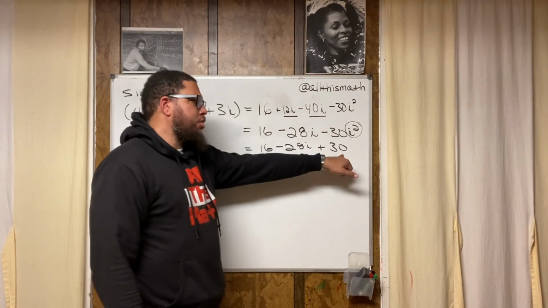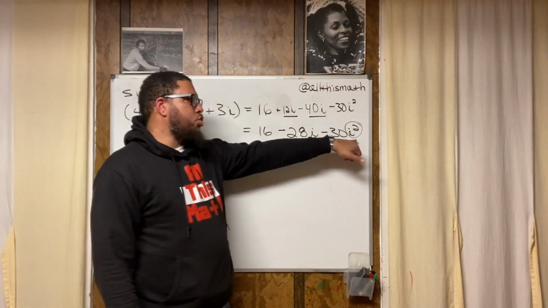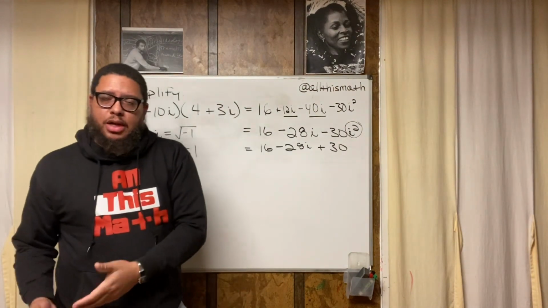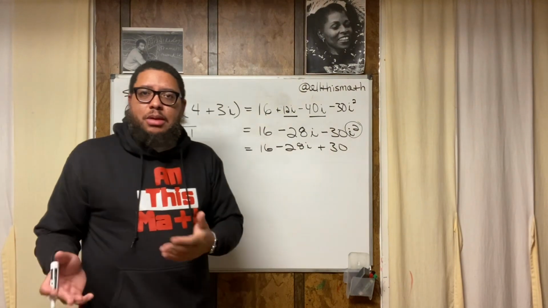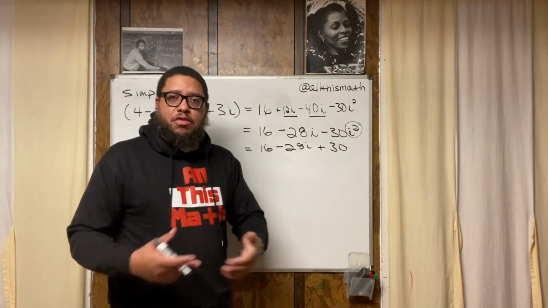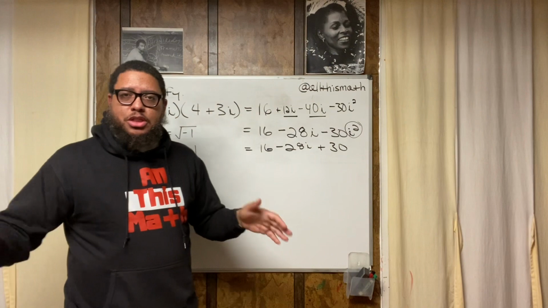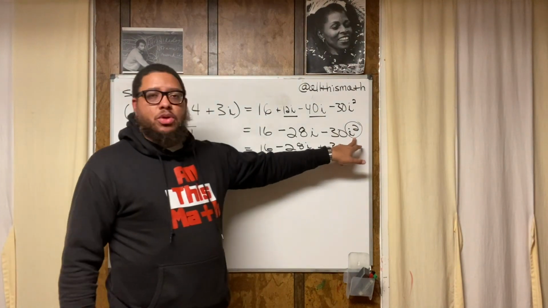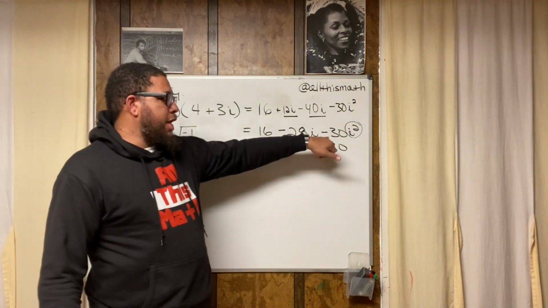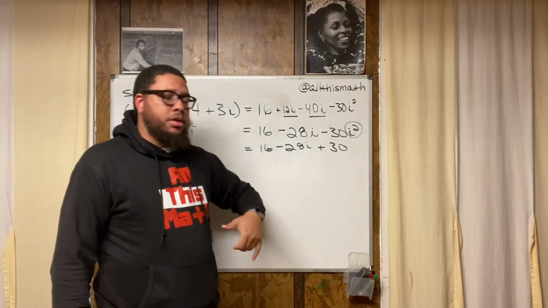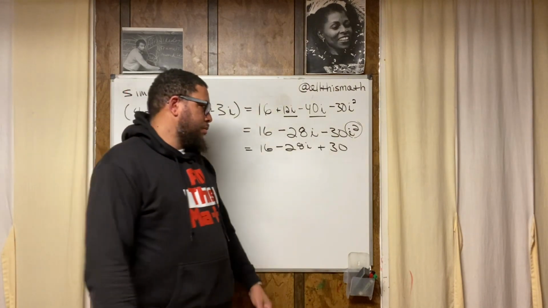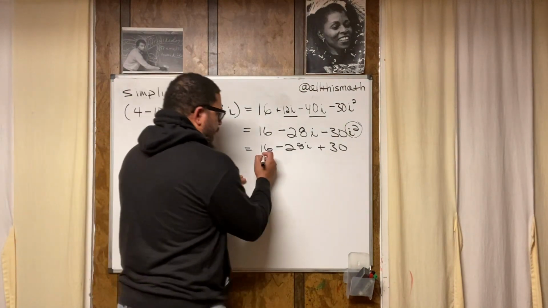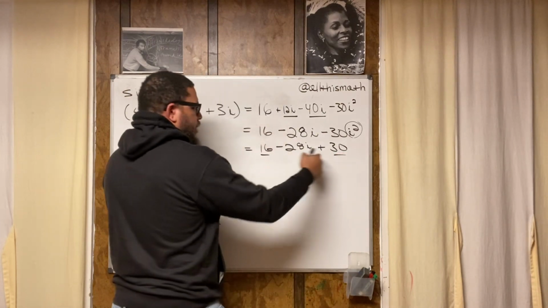So now we got 16 minus 28i plus 30. Now, why is it plus 30? Because I told you, i squared turns into a negative 1, because i squared is negative 1. They the same thing. And in terms of simplifying, we want to get rid of the i's as much as possible. So I turn i squared into negative 1, and then I do negative 30 times negative 1. That's going to give me positive 30.